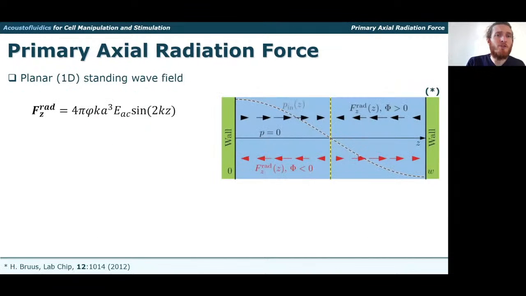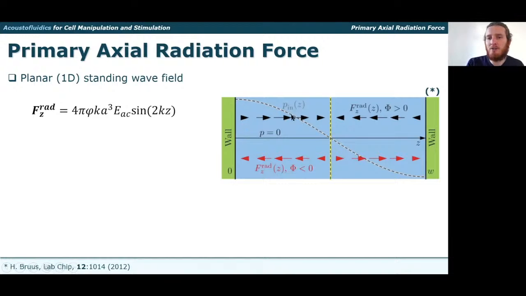So if we assume that our standing wave field is planar, so one-dimensional, we can determine a relatively simpler expression for what is referred to as the primary axial radiation force. This radiation force is defined as axial because it acts in the same direction as the ultrasound propagation. So let's have a look first at our fluidic domain.